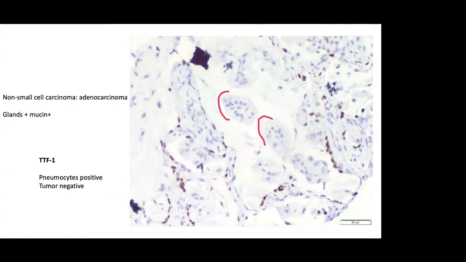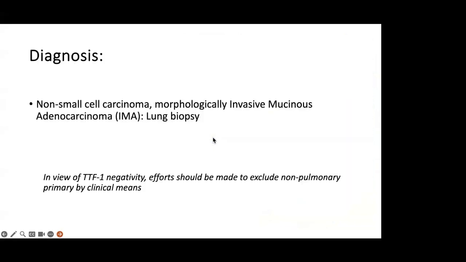So this was adenocarcinoma, and TTF1 was negative. Pneumocytes are positive as an internal control. Glands are positive, mucin is positive. You don't want anything else to call this adenocarcinoma. But this is a distinct type of adenocarcinoma in lung, which is invasive mucinous adenocarcinoma, or IMA.